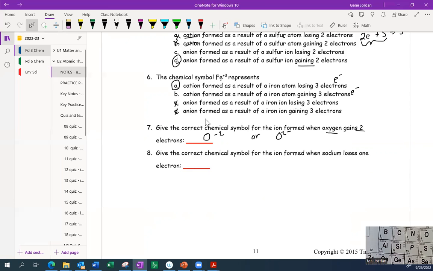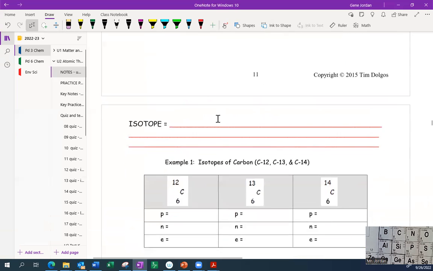Give the correct chemical symbol for the ion formed when sodium loses an electron. So we have sodium, we need to look that up. It's Na. And if you lose an electron, do you agree that you become positive? So the correct symbol for the ion formed is just Na+. We don't need to indicate a 1 when it's just a positive 1.